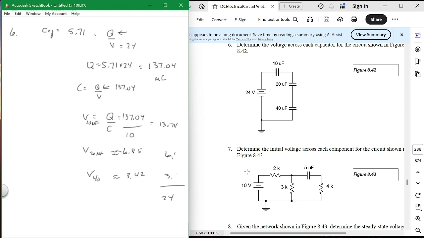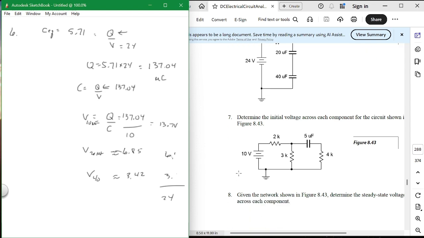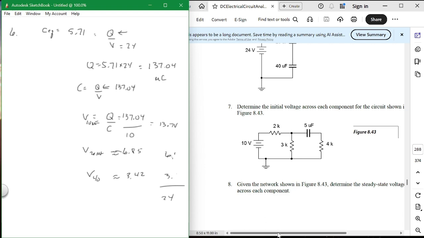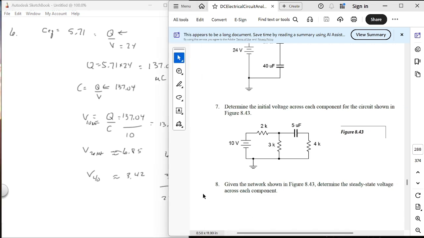Okay, so now let's go ahead and look at number 7. It says determine the initial value across each of these components.